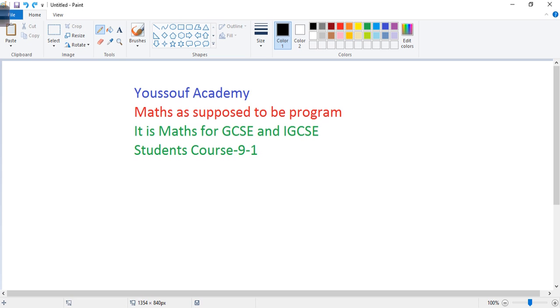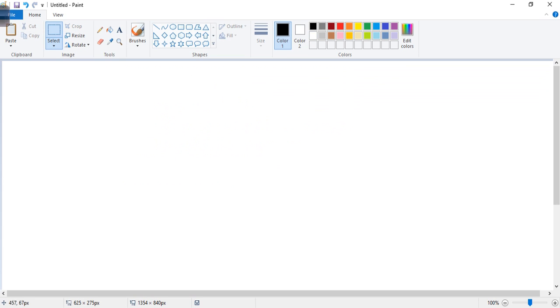Today we are going to talk about fractions. In this program we are going to see what is meant by simplifying fractions, adding fractions, subtracting fractions, multiplying fractions, dividing fractions, proper fractions, improper fractions, and how to convert fractions to decimals. Okay, let's say we have 12 over 30.